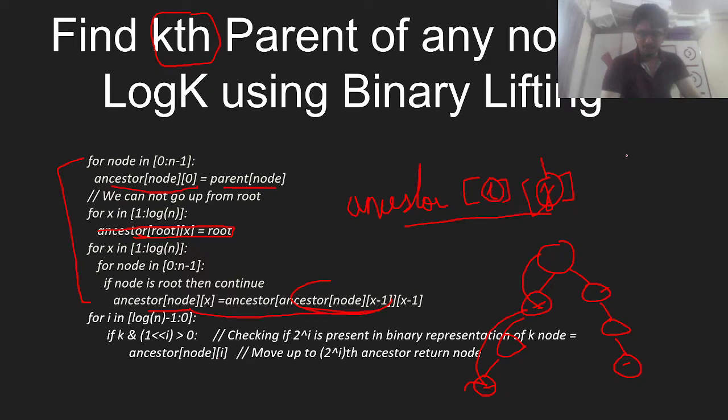Let's say you want to find the fifth ancestor. So 5 is equal to what? 101. Okay, so first we'll find the fourth ancestor because here it is 1, and then we'll find the first ancestor. So together we can get the fifth ancestor, right? Okay, so this is what we do. The process to find the kth ancestor of any node is this one. Is this process clear to everybody?